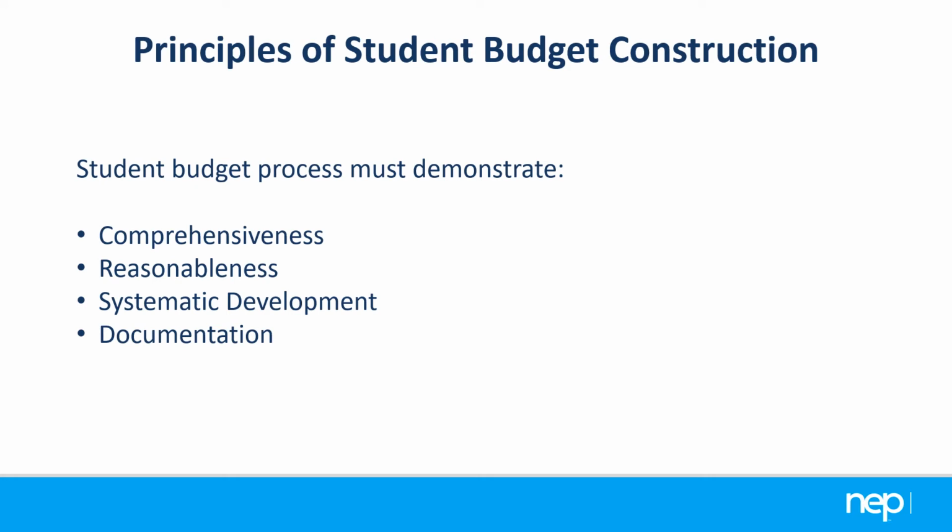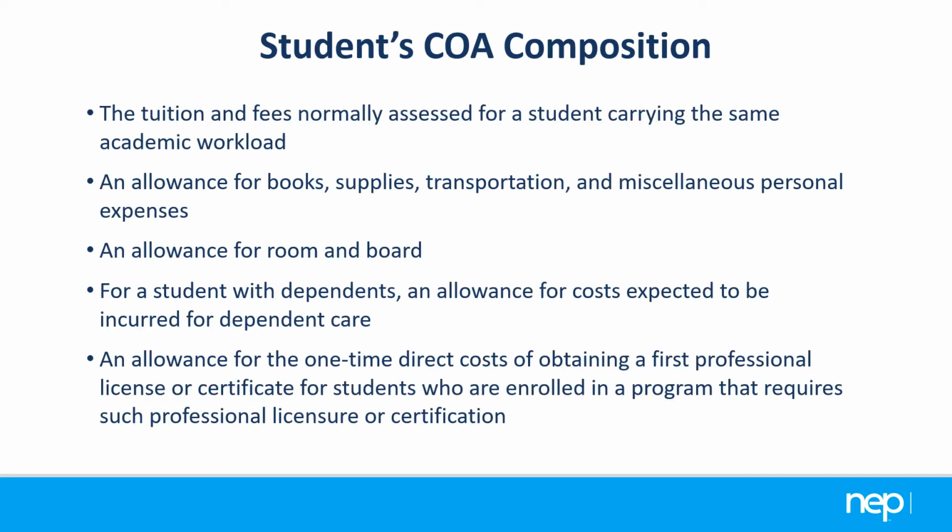Student budget process must demonstrate comprehensiveness, reasonableness, systemic development, and documentation. The COA composition is the tuition and fees normally assessed for a student carrying the same academic workload, an allowance for books, supplies, transportation, and miscellaneous personal expenses, an allowance for room and board, for a student with dependents, an allowance for costs expected to be incurred for dependent care, an allowance for the one-time direct cost of obtaining a first professional license or certificate for students who are enrolled in a program that requires such professional licensure or certification.